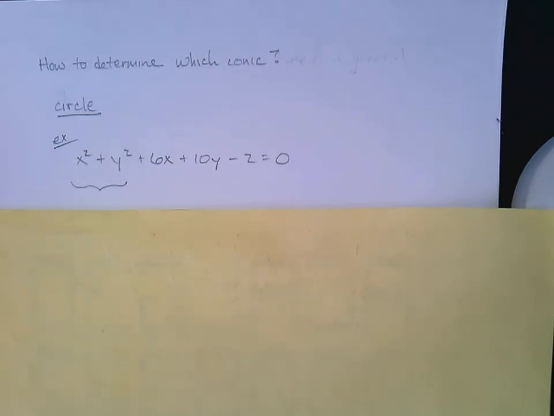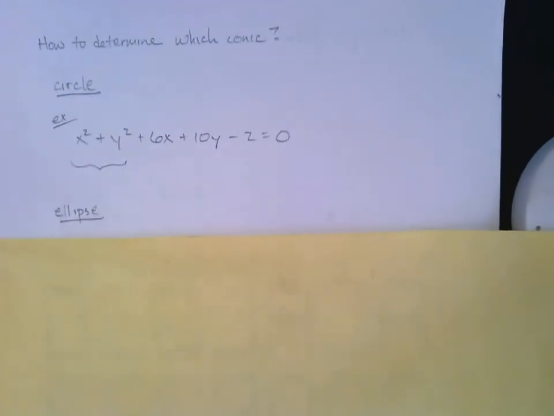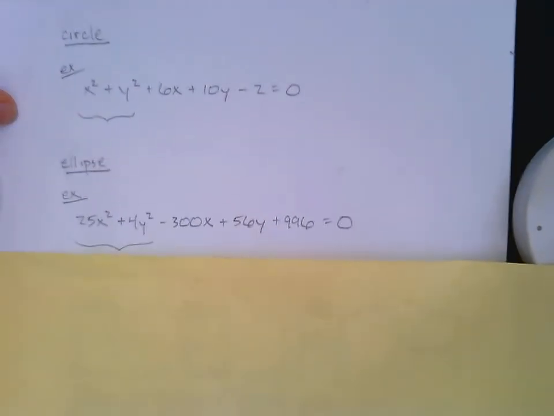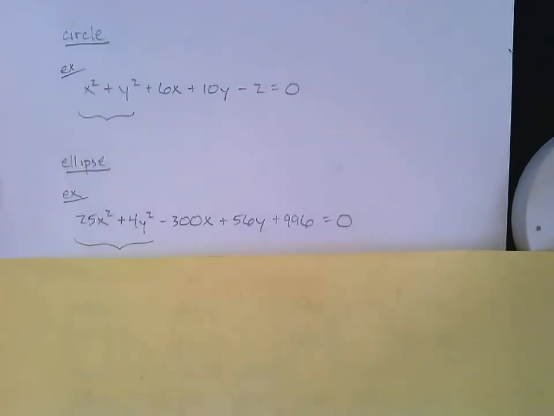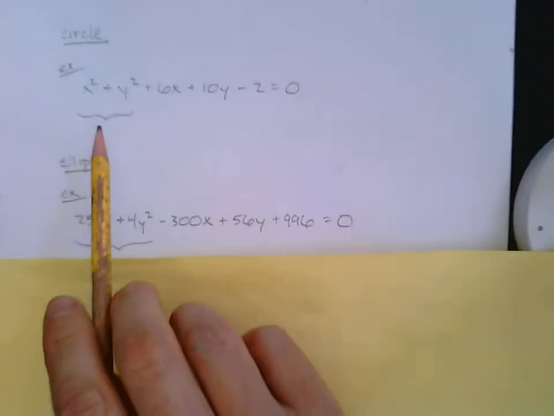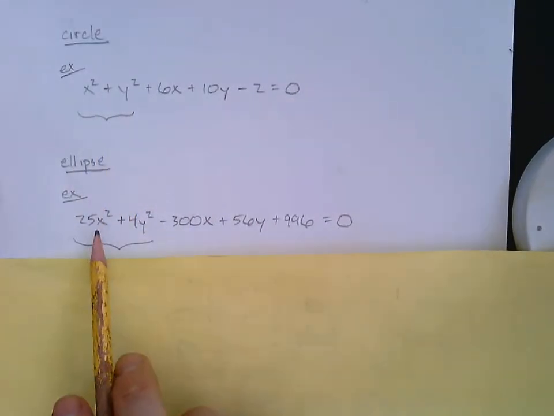Let me go a little bit further. Let's compare that with the ellipse. Let's chat about the ellipse next. This is a problem we saw in the ellipse section: 25x squared plus 4y squared minus 300x plus 56y plus 996 equals 0. You notice for both of these, I only look at the x squared and the y squared parts. Ignore the rest. Just focus completely on the x squared and the y squared.